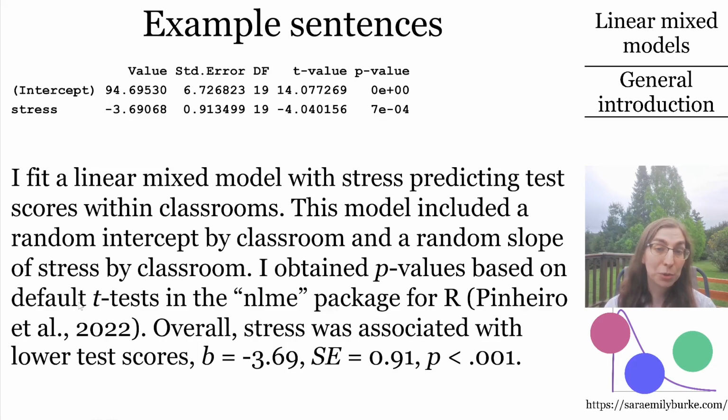Here is what I might actually write in a paper based on a model like that. I fit a linear mixed model with stress predicting test scores within classrooms. This model included a random intercept by classroom and a random slope of stress by classroom. I obtained p-values based on default t-tests in the NLME package for R, and the parenthetical citation for that package. Overall, stress was associated with lower test scores, and then the slope, standard error, and p-value from the regression table like usual. This was a lot of buildup for what ends up being basically just one regression slope.